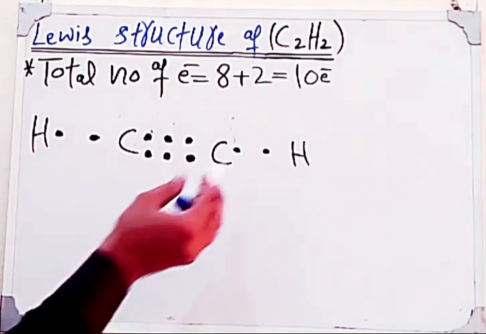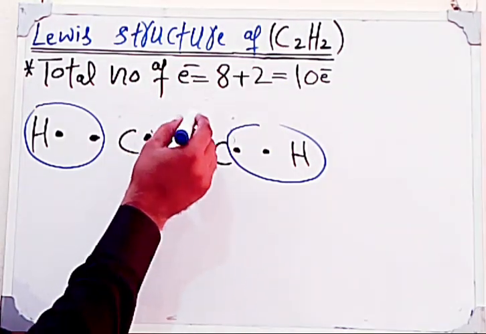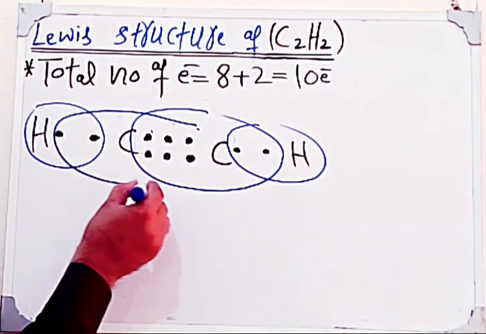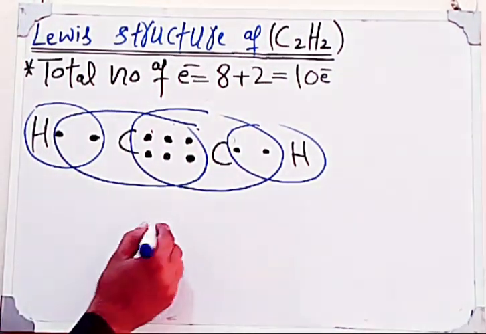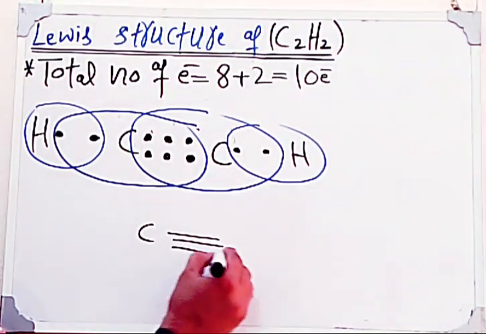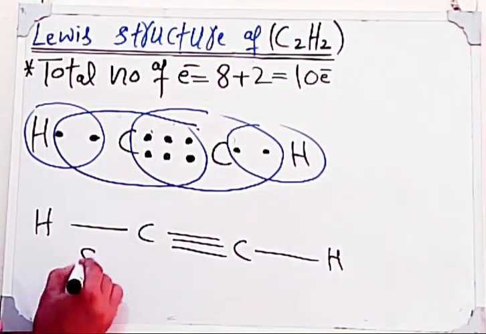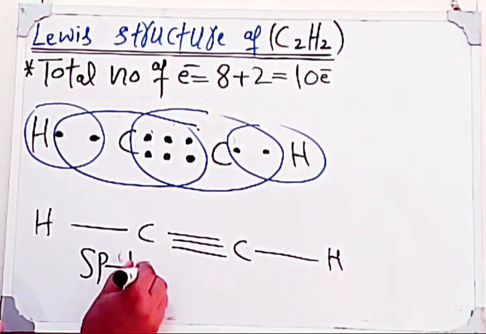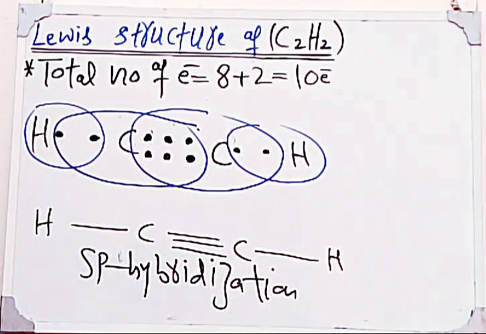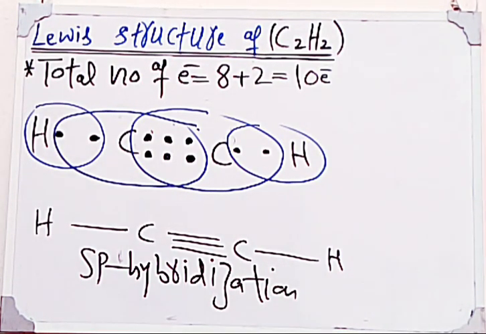And in this Lewis structure, hydrogen completes its duplet and every carbon atom completes its octet. And we represent it as hydrogen, single bond, carbon, triple bond, carbon, single bond, hydrogen. And we know that students, acetylene shows sp hybridization. And students, this Lewis structure is the best Lewis structure for acetylene or ethyne. Okay, dear students, wish you all the best.